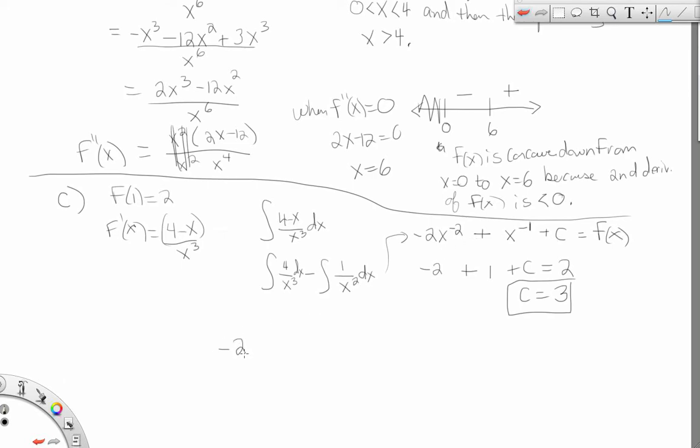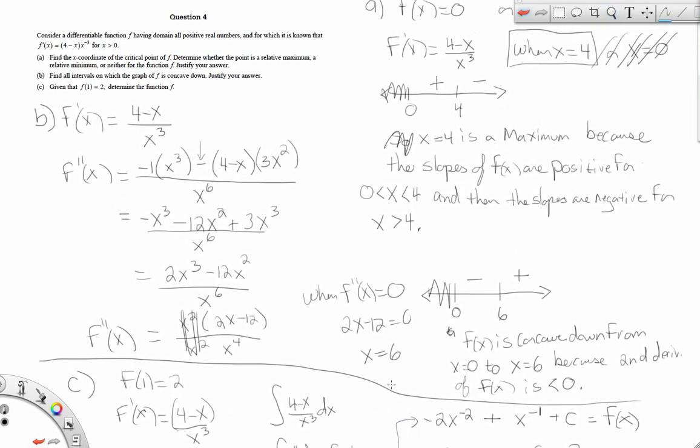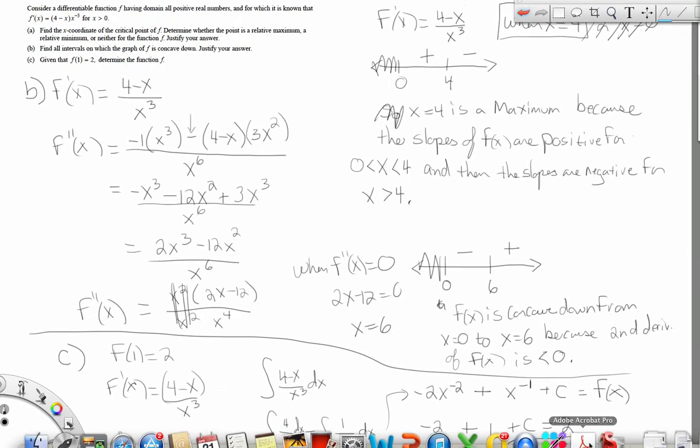Okay, let's rewrite f with the plus c plugged in. So I get negative 2 over x squared plus 1 over x plus 3 equals f of x. Make sure we answered the question. Given that, find f. Alright, I think we have. For such an easy question, I sure have written a lot. Let's quickly check our answers.